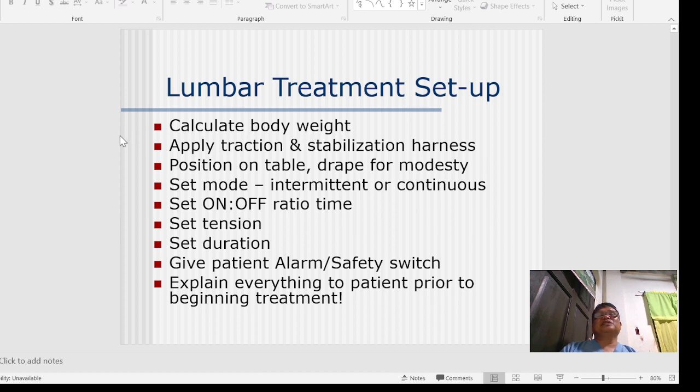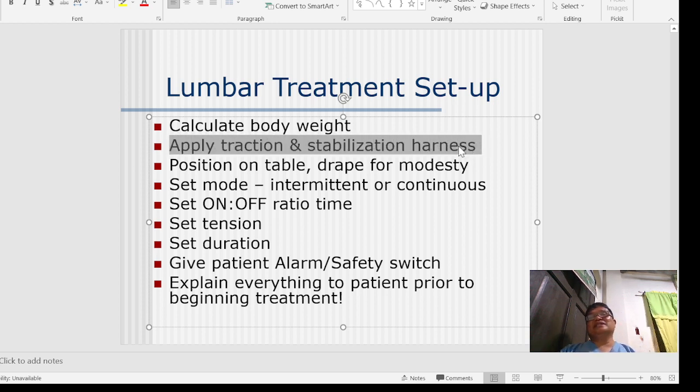Nga ginagawa ninyo gaina. Ano nga prepare para sa paghimo sa pagtaod sa harness. First, ipangutana mo ang body weight, then compute, di ba? Sunod, gitaod ang harness o ang stabilizer. Itaod ang harness, then igda, stabilizer. Position on table, draping. So kung sa actual na patient, kailangan nyo siya i-drape, i-cover ang areas nga pwede ma-expose during procedure.